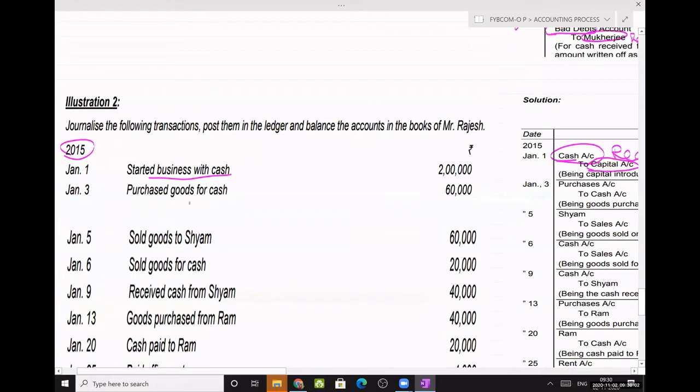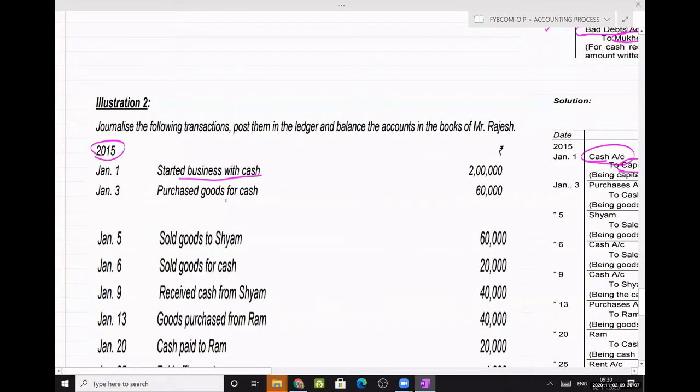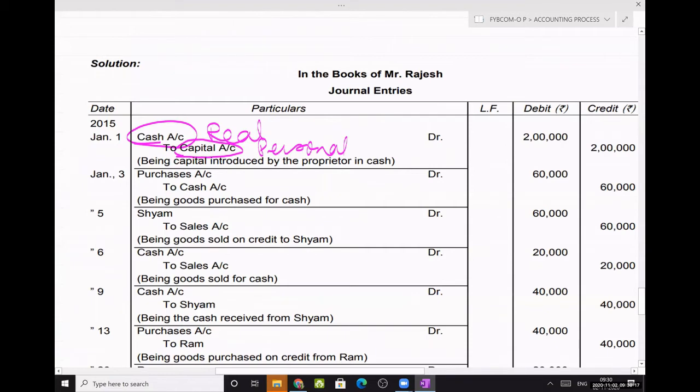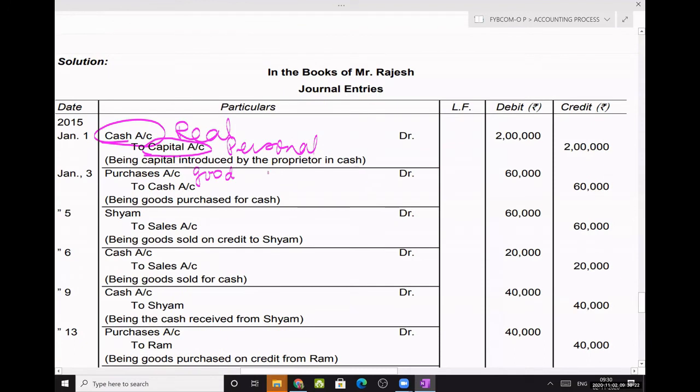Next, third, purchase goods for cash. So this is cash purchases. So what is important here? Goods and cash. Both are real accounts. Right? Both are real accounts. So what did you do? Purchase of goods. Real account, debit what comes in. Cash is also a real account. Credit what goes out.